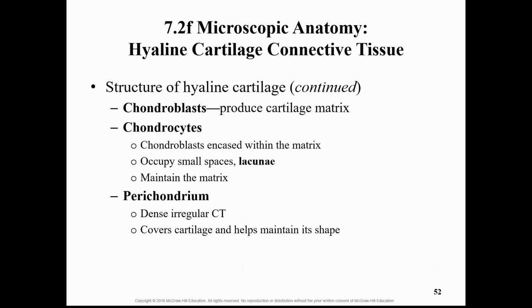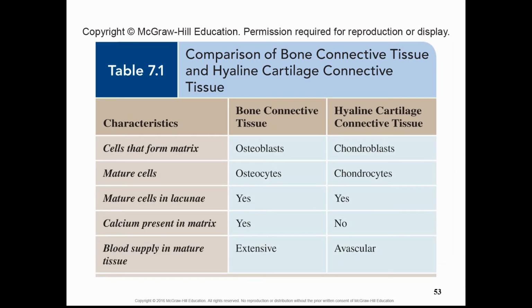Chondroblasts would be the cells that produce cartilage. Chondrocytes would be the mature cells that are encased within the matrix. Hopefully you see a common thread here. The perichondrium would be the membrane surrounding the cartilage. So if we compare bone connective tissue and hyaline cartilage connective tissue, we can see the names are very similar. Cells that form matrix are called blasts. The mature cells are called cytes. The cells, when they're mature, end up kind of painting themselves into a corner and they're locked into the lacuna. Bone has calcium, cartilage does not. Bone has a huge blood supply, hyaline cartilage does not.